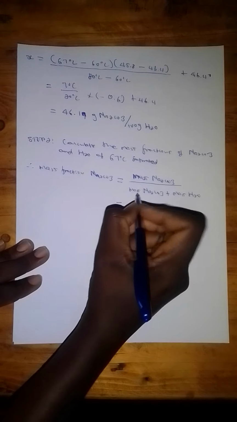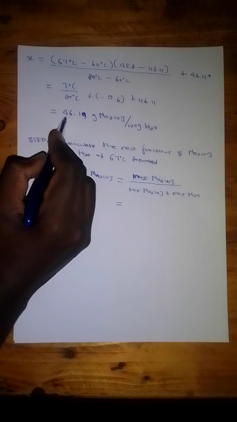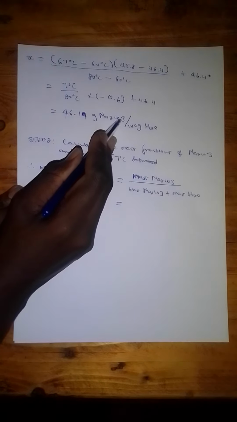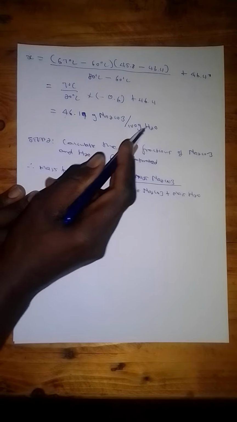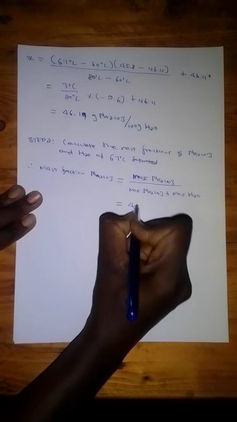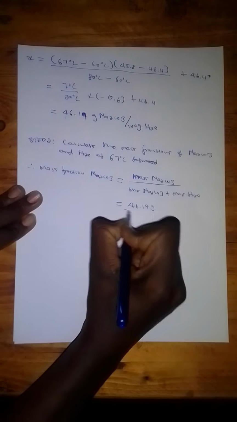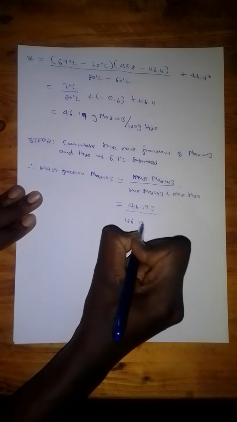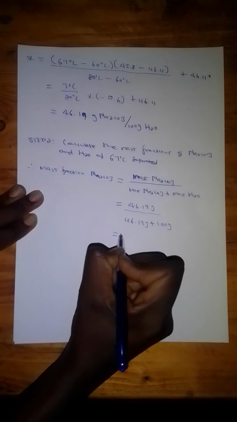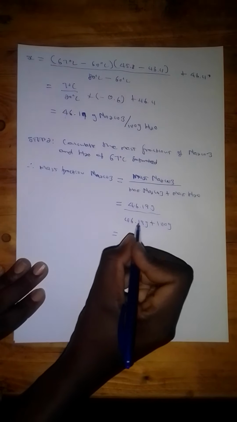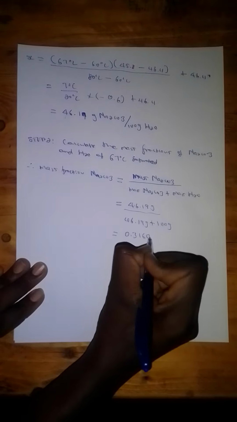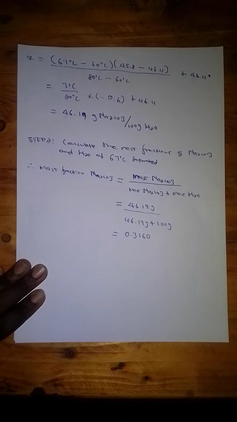And we already know that at 67 degrees there's 46.19 grams of Na2CO3 for every 100 grams of H2O. So this is actually what we're going to be using. It's easy to use that to get the mass fraction. So we can use the 46.19 grams all over 46.19 grams plus 100 grams. And then if you use a calculator, it's going to give you 0.3160. This is the mass fraction of Na2CO3.